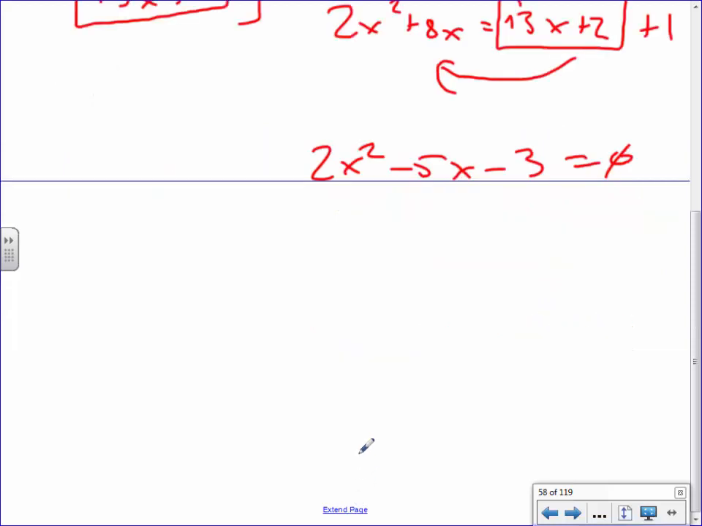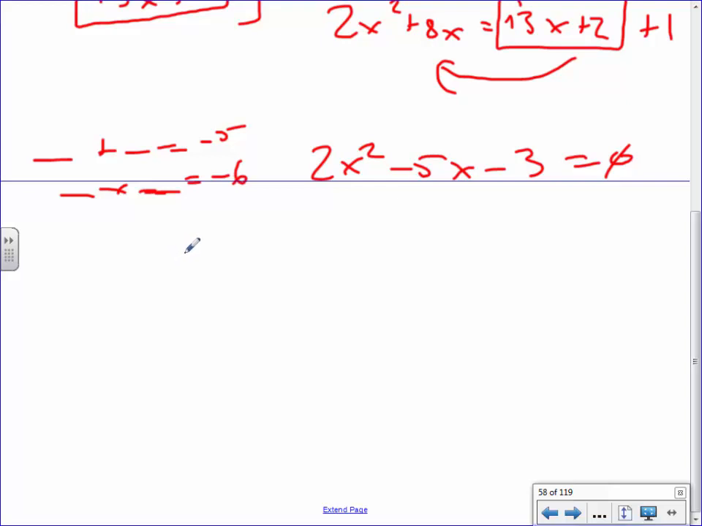Are you okay with this bit? 2 and 3 multiply to give 6, and there's a 5 in the middle. 5 and 6 is definitely a factorable combo. Let's write it out. We need to add to give minus 5. We need to multiply to give, what, minus 6?